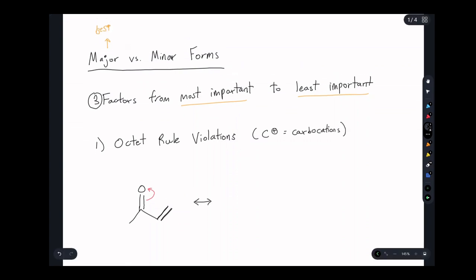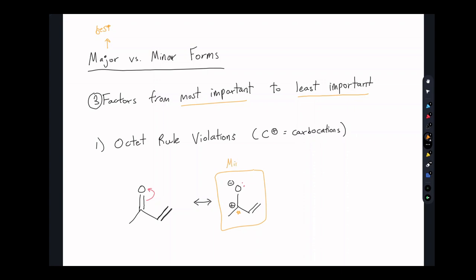And we can see an example of that with this molecule here. Following the resonance arrow that is drawn, we see that the double bond between the carbon and oxygen is breaking, forming a negative charge on the oxygen. And this leaves a positive charge on the carbon. Now, a negative charge on the oxygen might not be great, but much more pressing is the fact that we've generated a carbocation, which is an octet rule violation. So this is certainly a minor form when compared to the major form.